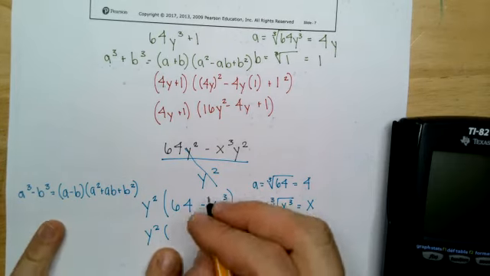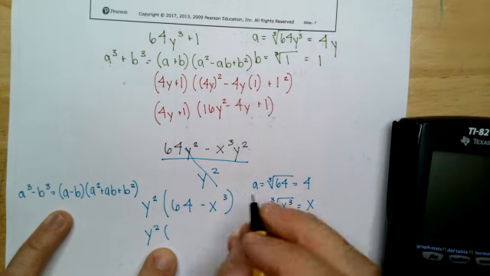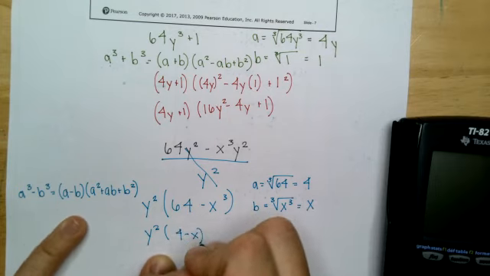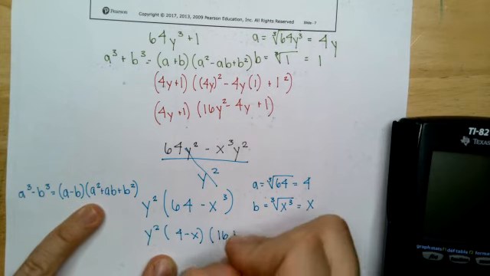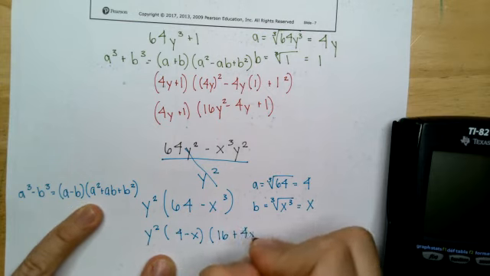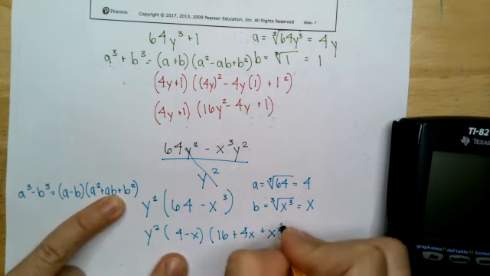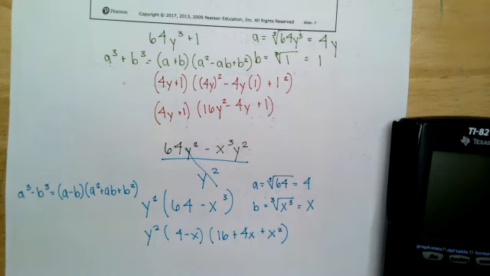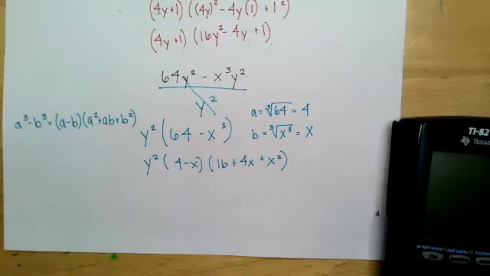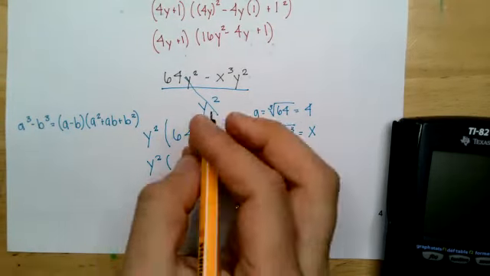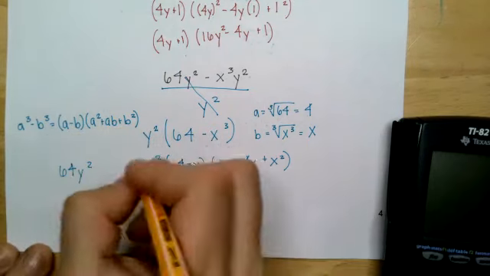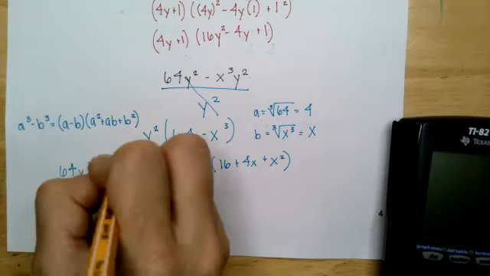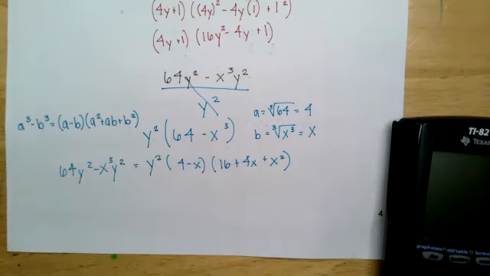So we have a minus b, which is just 4 minus x. Then we have a squared. 4 squared is 16. A times b is just 4x. B squared is just x squared. So that would be the simplest factored form of 64y squared minus x cubed y squared. So if you see that on my math lab, that's how you answer it. I'll stop our recording now.